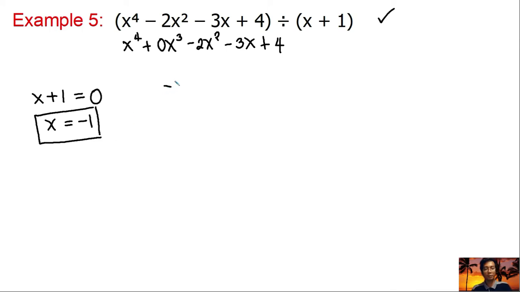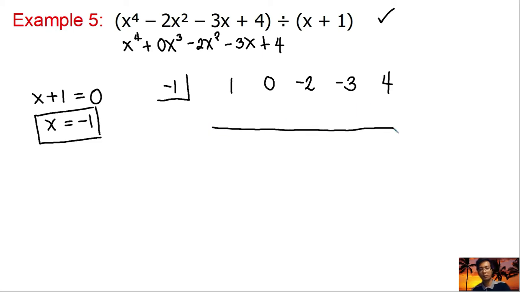So you have negative 1 and then write this symbol. And then isusulat natin yung coefficients ng ating dividend. So here, coefficient natin is 1. So you have 1. Then you have 0. Then you have negative 2. Then you have negative 3. Then you have 4. So magpapasok ka po or mag-i-insert ka ng 0 sa bawat term na nawawala. Ganun lang po siya kasimple.